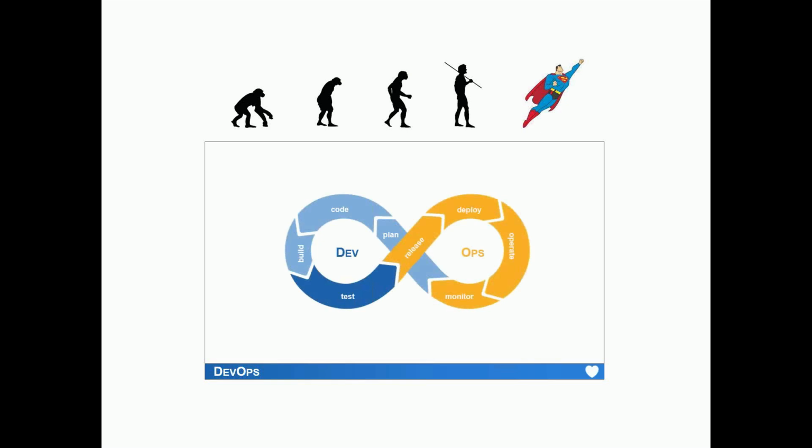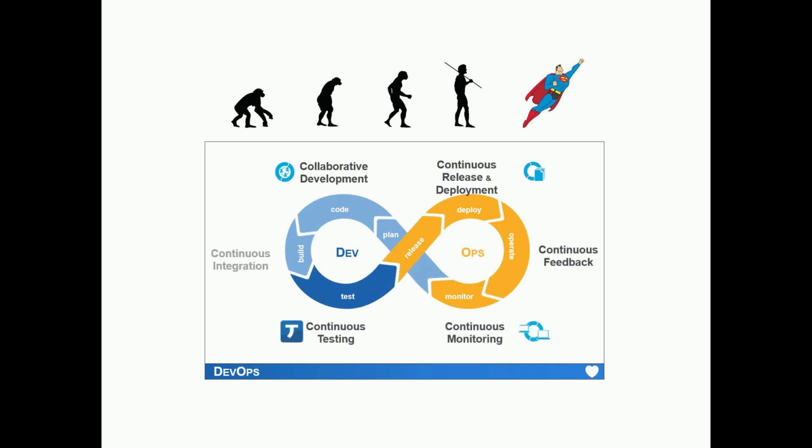DevOps, what is it about? Basically, we have this infinite loop which describes the process from planning a project over development, build, test, release, deployment phase, which is going on and on. So what is key here is the collaboration between development and operations. They are no longer standalone silos, but rather one organism with short feedback lifecycle. So actually, this is the state of the art in most companies, I guess.